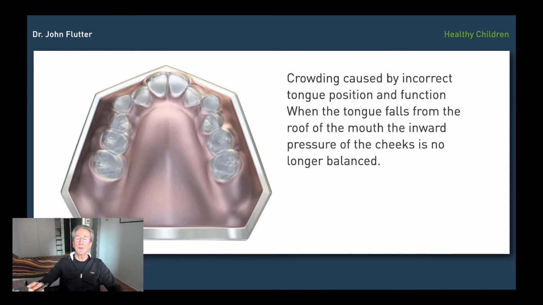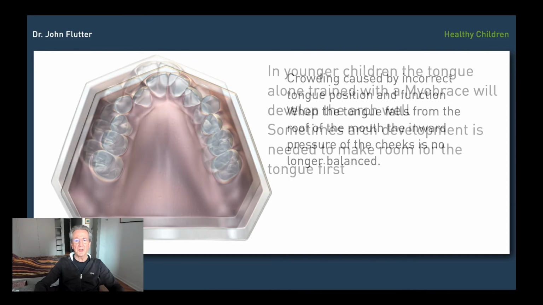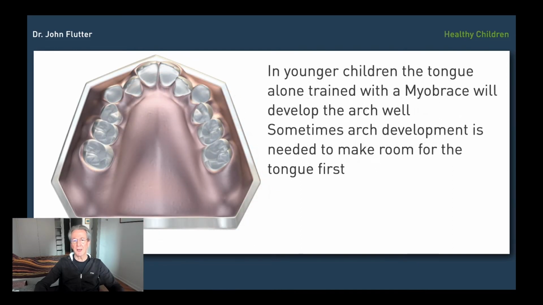But if the tongue falls from the roof of the mouth, not only do we get inadequate transverse and sagittal development because the cheeks and the lips push the upper jaw in, but also the nasomaxillary complex fails to grow adequately forwards. And as it fails to grow adequately forwards, that's when we get a reduction in the pharyngeal airway.